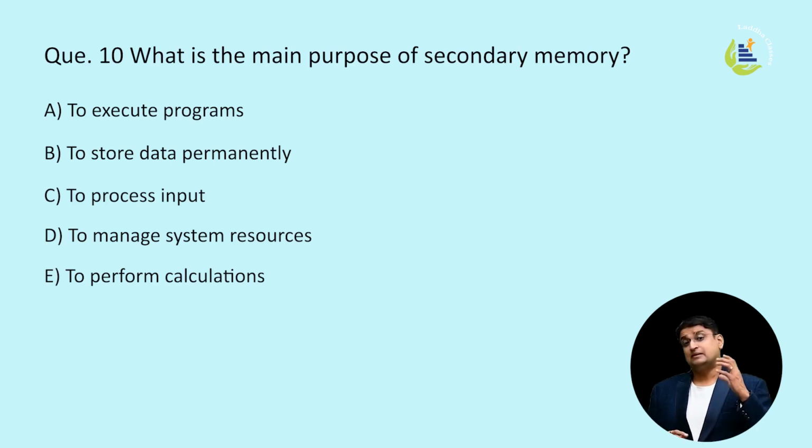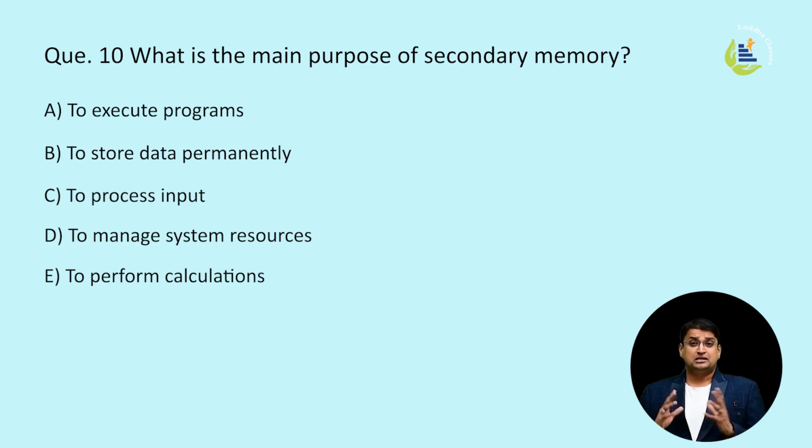Question 10. What is the main purpose of secondary memory? Options are to execute programs, to store data permanently, to process input, to manage system resources, to perform calculations.